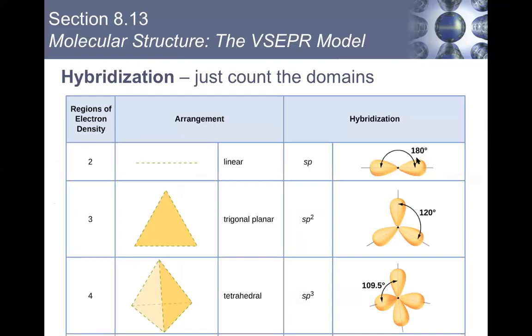How many domains are here? 2. The first one's called S. The second one's called P. So the hybridization for this is SP hybridization. The first one is always called S. Every one after that is called P, and it doesn't matter which one you start with. If this is S, this is P, this would be another P. And so if we have an S, a P, and a P, we would say we have SP2.